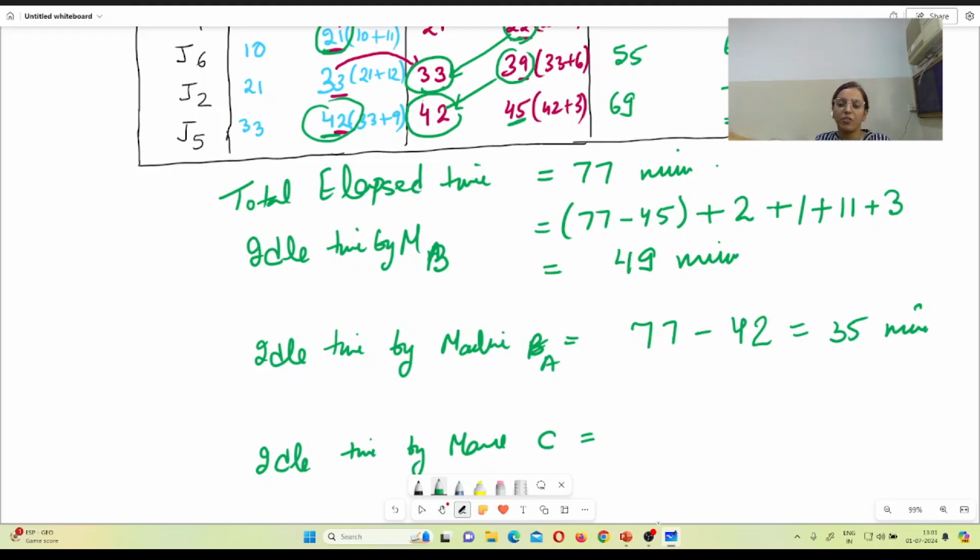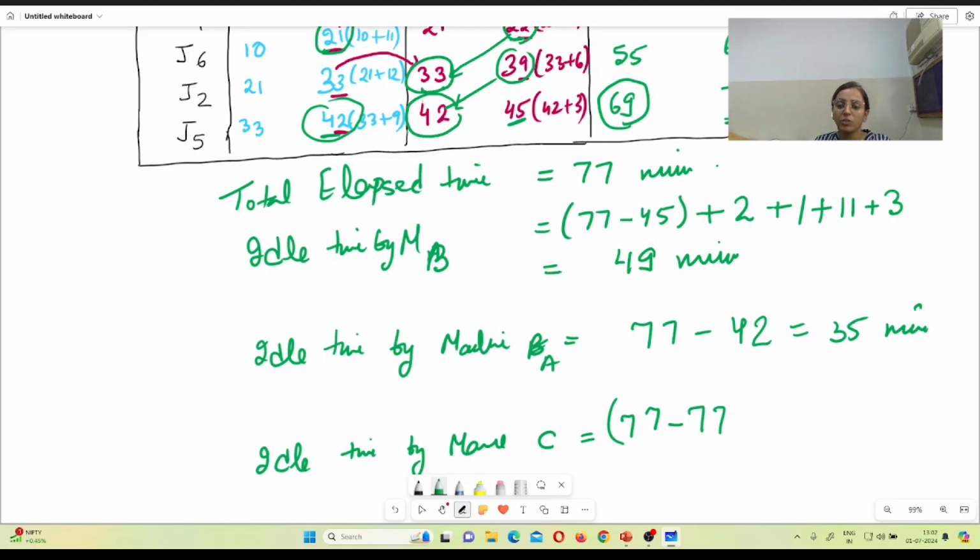Same with the category of machine C. If we check it, the total time taken by all the machines for the full process is 77 minutes. But machine C completed all its tasks in how much time? They completed all their tasks in 69 minutes. 69 minutes is the in time and the out time is 77. So this 77 minus 77 is 0.